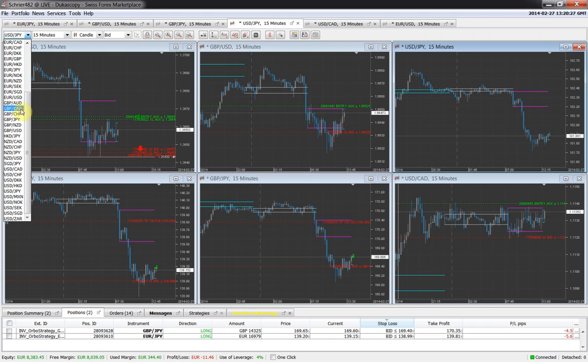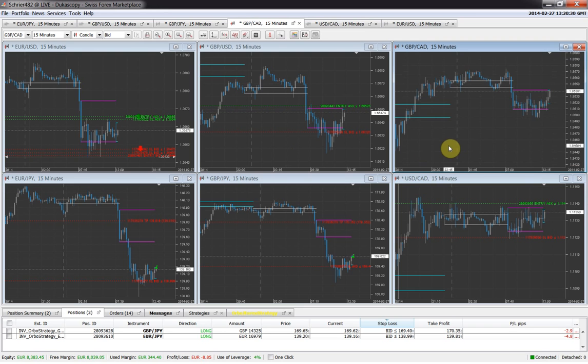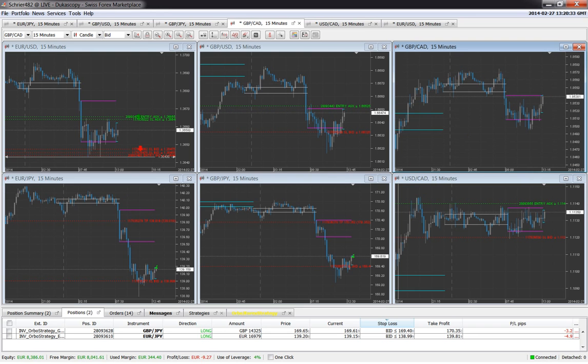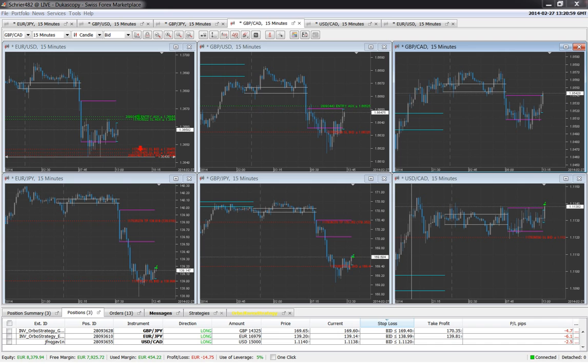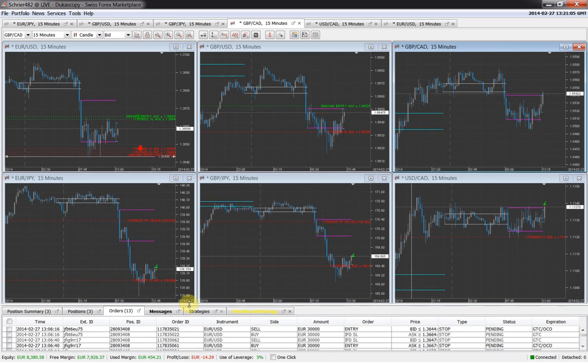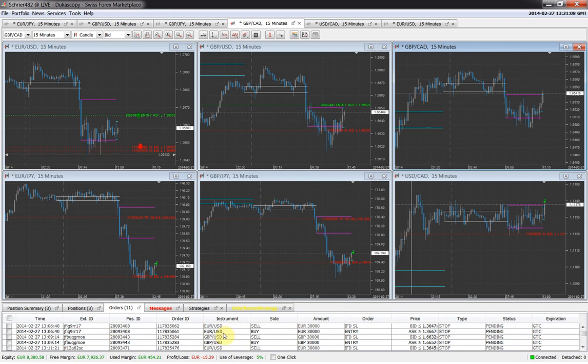Let's see, pound CAD can be interesting also. News in 10 minutes. Pound dollar can get triggered to the upside. Pound CAD is getting a long signal. Okay, we are long dollar CAD also, so I'm gonna remove my orders on the euro pair.